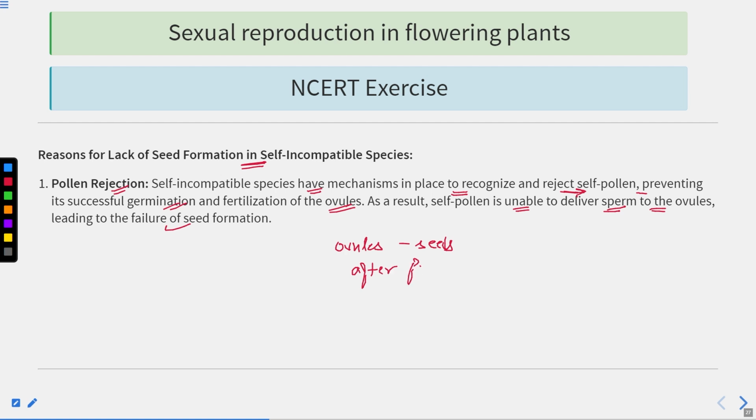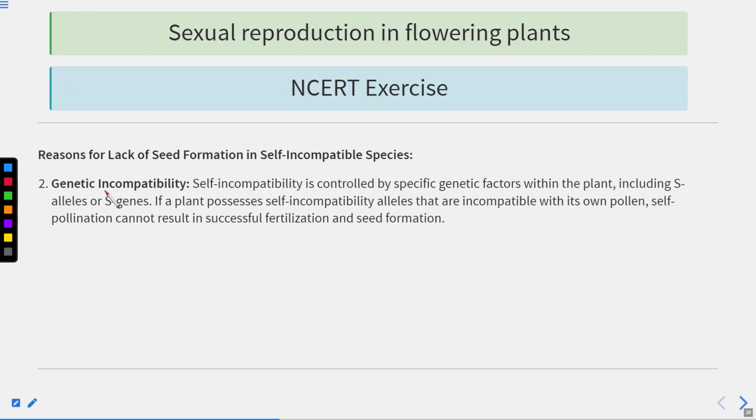But here, no fertilization is happening. There is no fusion of the gametes. Clear? So, no fertilization, no seed formation. The next one is the genetic incompatibility.